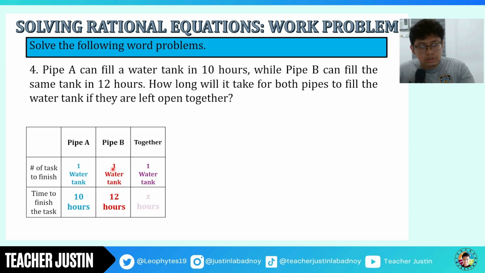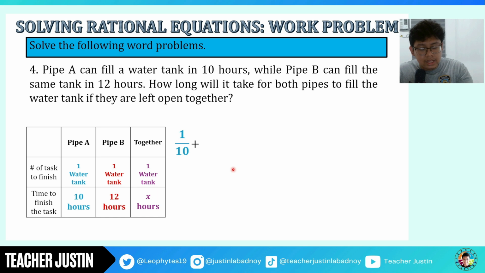Okay, the question here is how many hours can they complete the water tank? So, let's prepare our equation by making a ratio out of the number of tasks to finish and the time to finish the task. Now, since these two pipes are working together in completing the task, we will be using addition as our operation. So, for pipe A, the ratio will be 1 over 10.